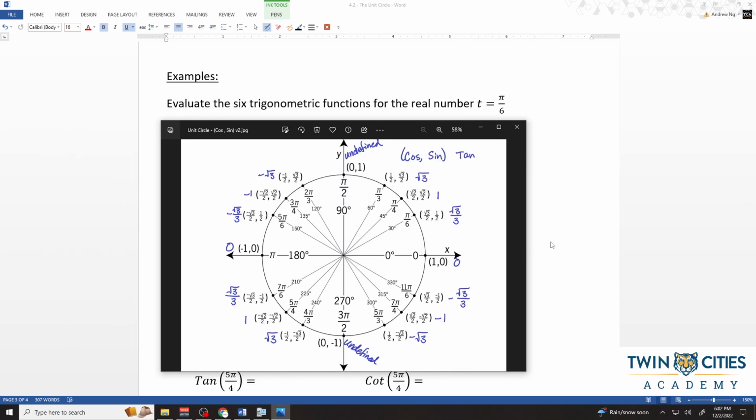So let's bring that up right here. And I want to find pi over 6. So that's right here. That says the x value is square root of 3 over 2. So in other words, the cosine of this is square root of 3 over 2. The y value is 1/2. Okay, so that's going to be the sine. And then the tangent is what's out here. This is sine over cosine. This is square root of 3 over 3. Excellent. So I'm going to write those down for the cosine, the sine, and the tangent.